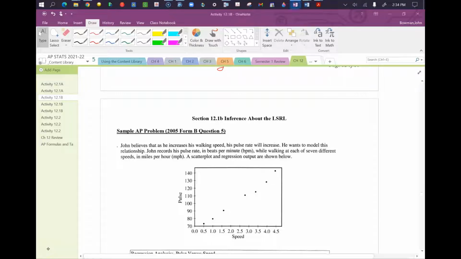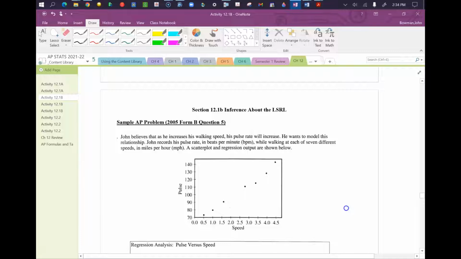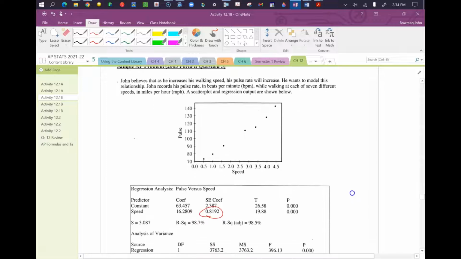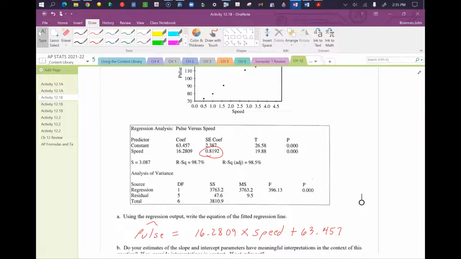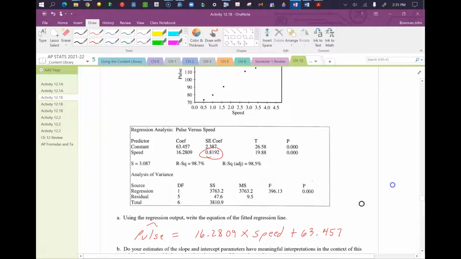Alright, if you read the stem of the problem or look at the scatter plot, you will see that the data consists of 7 different speeds in miles per hour and 7 different beats per minute. Based on the computer output, we can look at what the explanatory variable is, and that is speed, so the response variable is pulse. You can see that from the scatter plot as well.